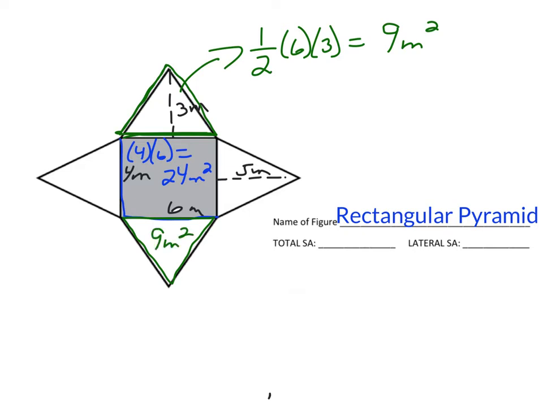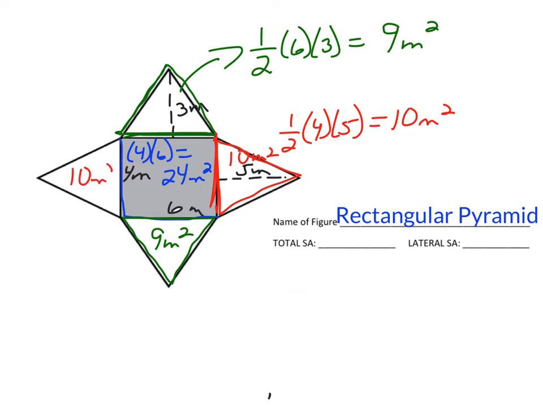All right, now let's get the other triangle, which would be also a 1/2. Base is a 4, while the height is a 5. 4 times 5 is 20, half of it is 10, and that is square meters. So this is 10 square meters, and this is 10 square meters.